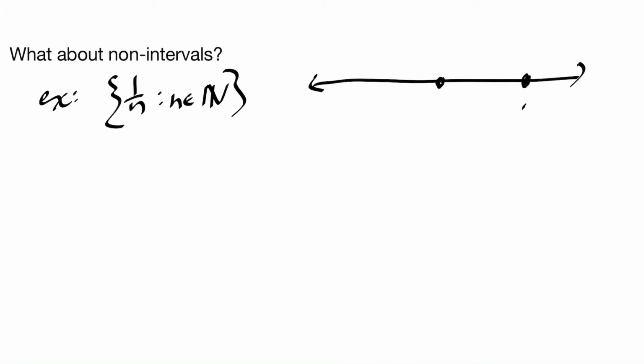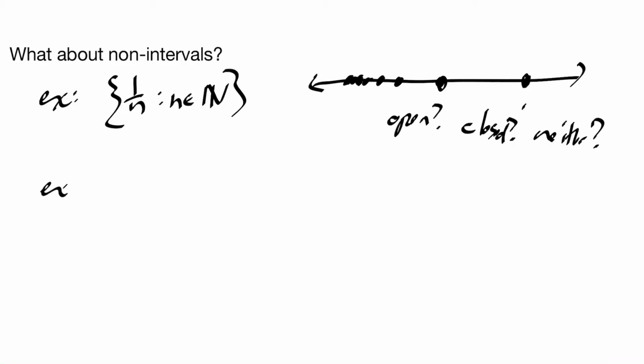Well, that's the set where we have, say, 1, 1/2, 1/3, 1/4, and then they kind of go towards that limit point right there. So is this open? Is it closed? Is it neither? Okay, so that's a question we should ask ourselves. What does it mean to be open, closed, and neither in some context like that?